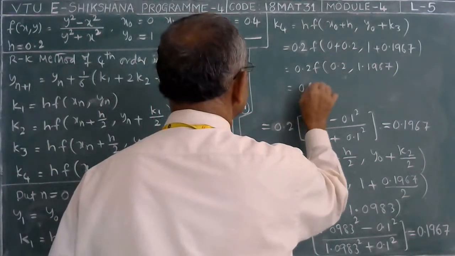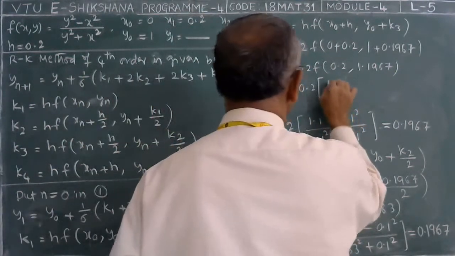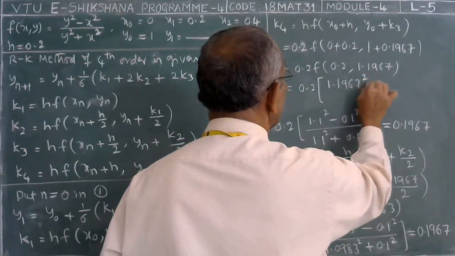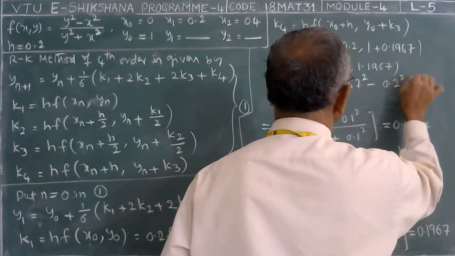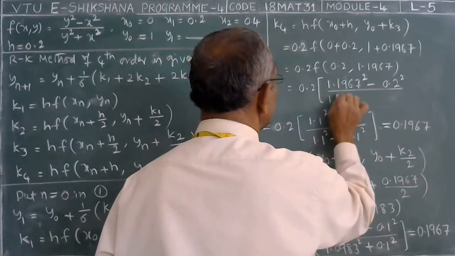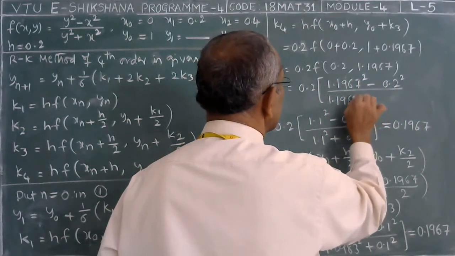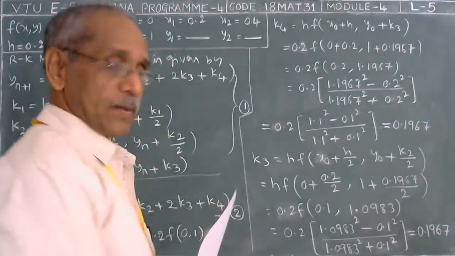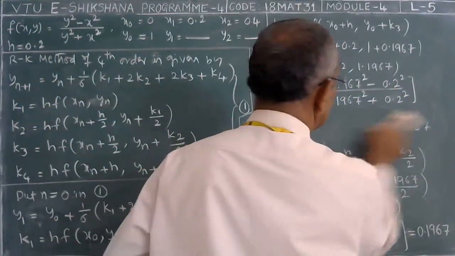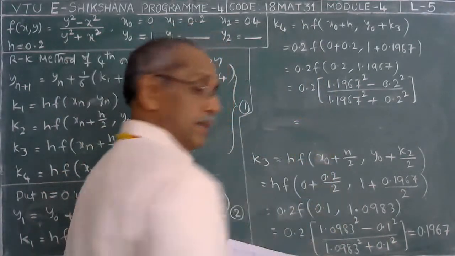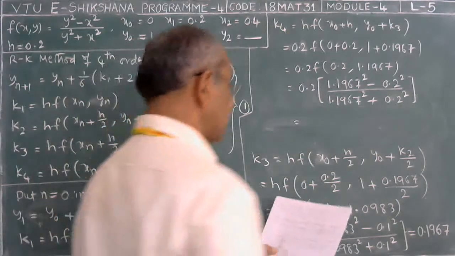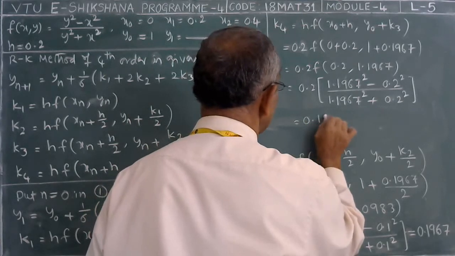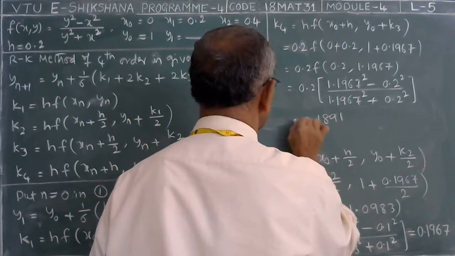Now, after the definition, this is 0.2 into 1.1967 square minus 0.2 square divided by 1.1967 square plus 0.2 square. If you carefully calculate using calculators, you get K4 is equal to 0.1891. This is your K4.